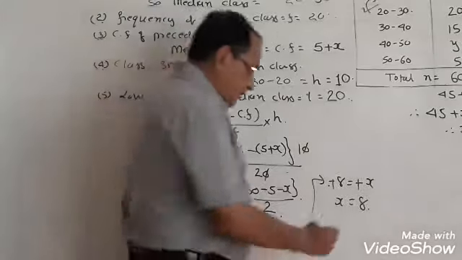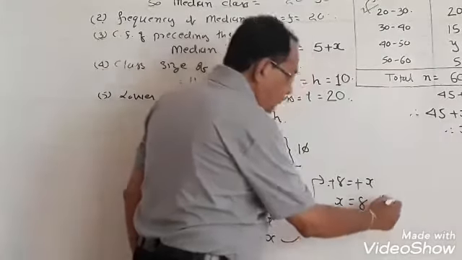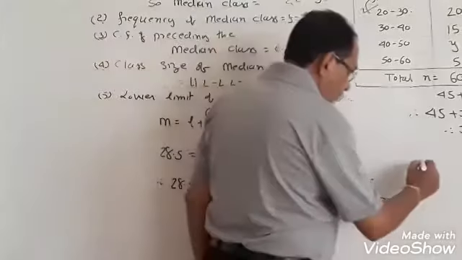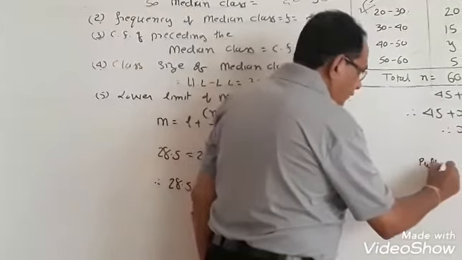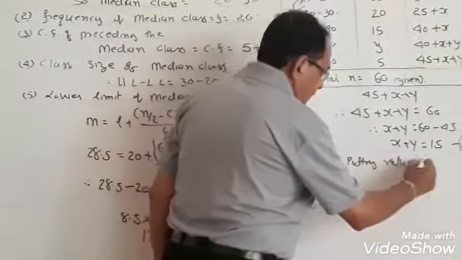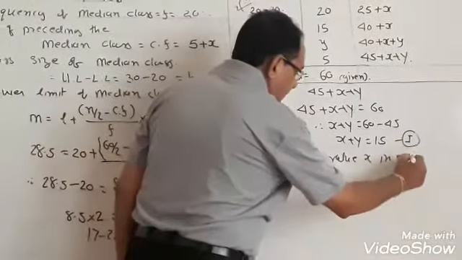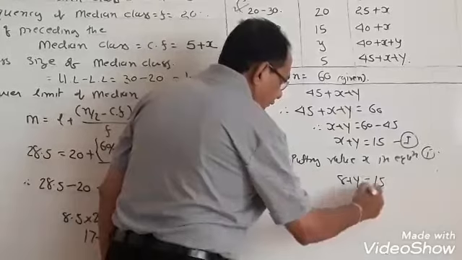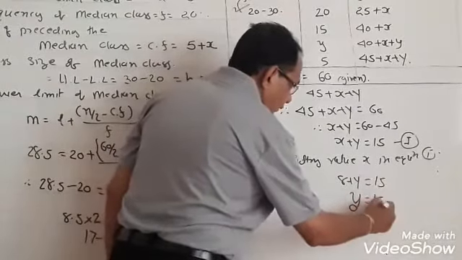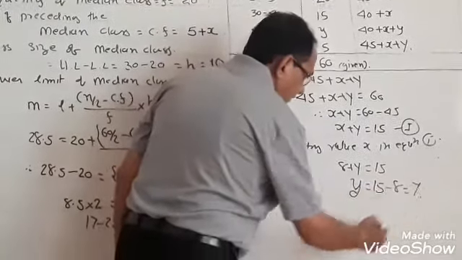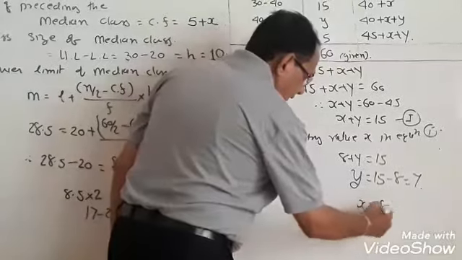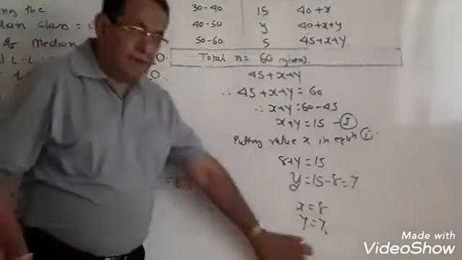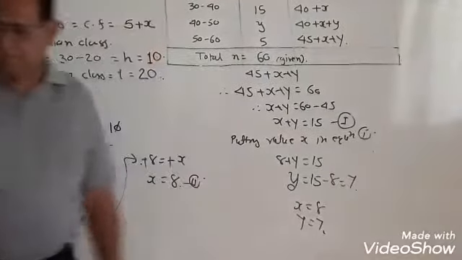First value you will get it. That is equation number 2. Putting the value of x in equation 1: 8 plus y is equal to 15. y is equal to 15 minus 8, which is 7. So x is equal to 8 and y is equal to 7. That is your answer. That is your missing frequency.